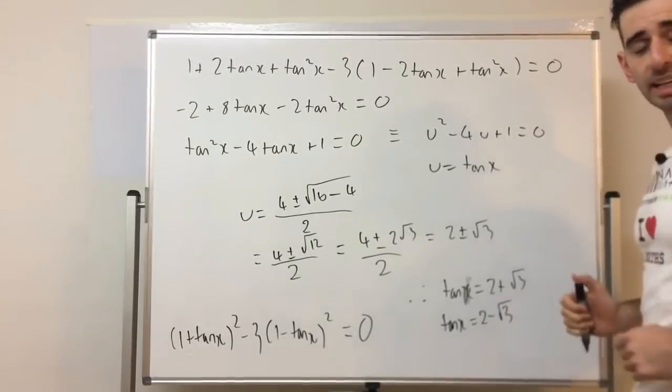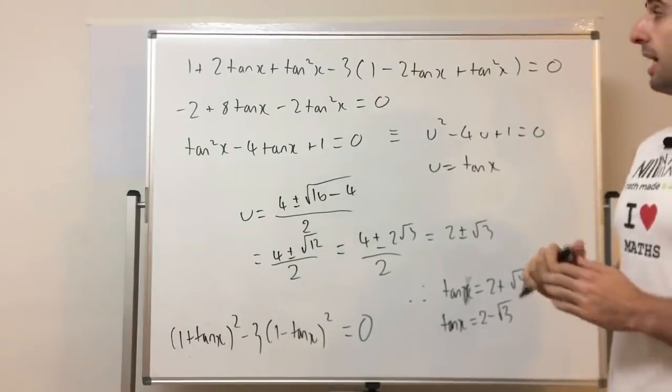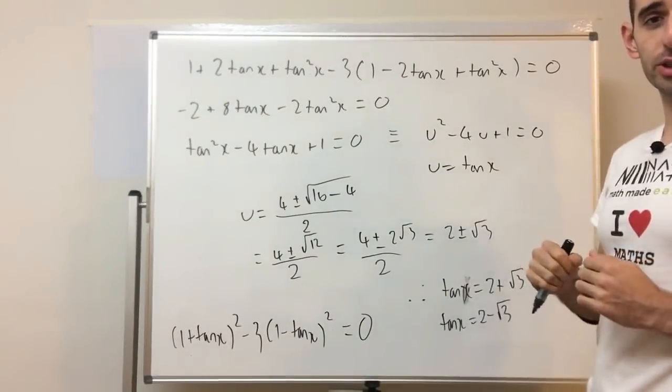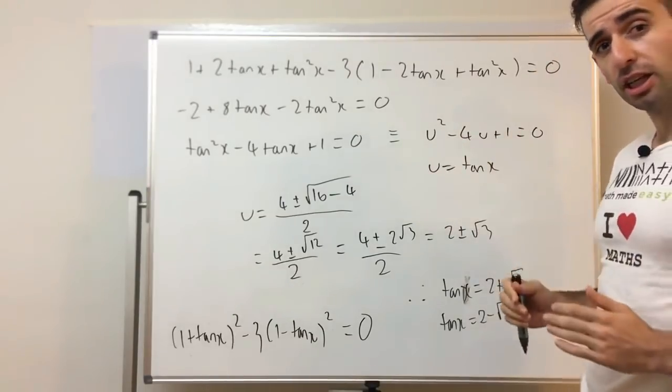So then we can just use the calculator to find those values. And that's pretty much the process you want to go through. Just follow that flow chart. Write that down in your summary book.